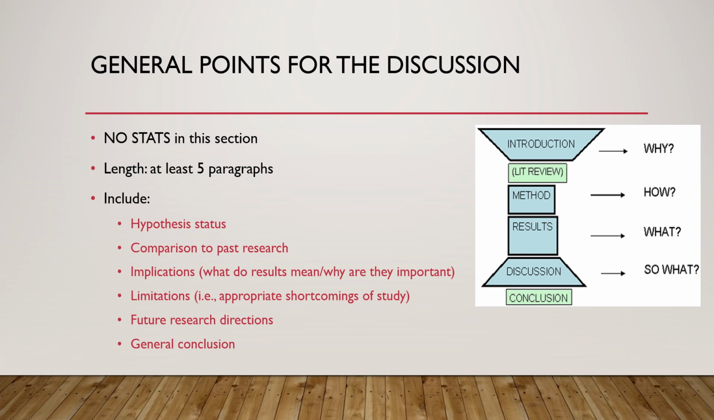It should also be at least 5 paragraphs long. This is one of the longer sections of an article. Your introduction was about 5 or 6 paragraphs long as well. This should match it in about the size and scope. In this, you're going to include your hypothesis and the status. So was it rejected or not? You're going to compare to the past research, talk about the implications and limitations, the future directions, and the general conclusion, as I stated before.